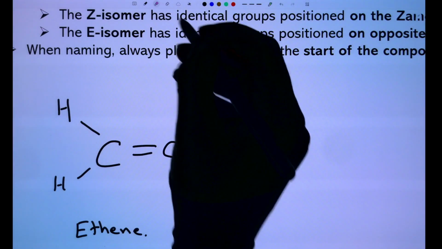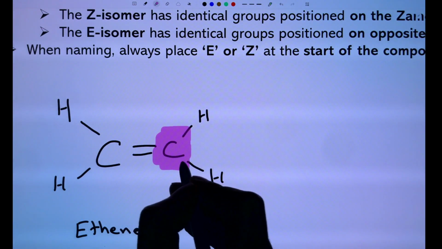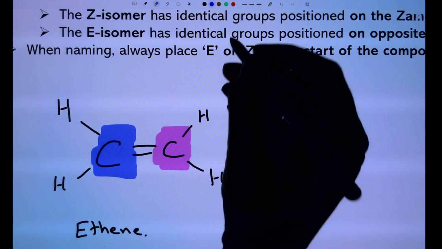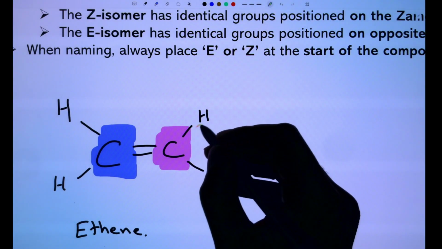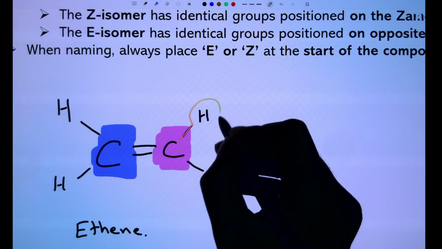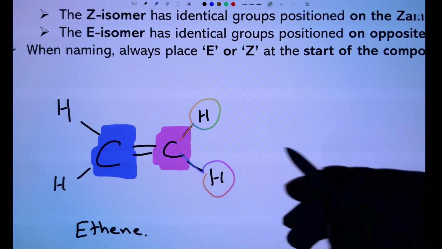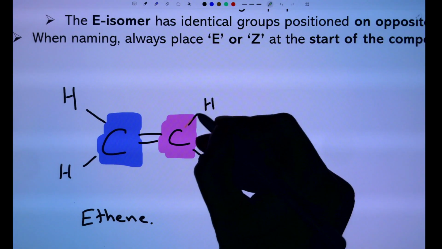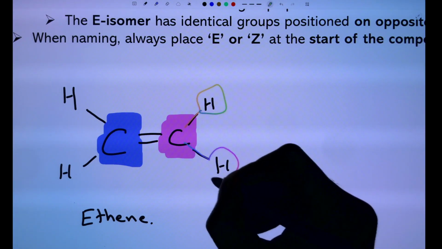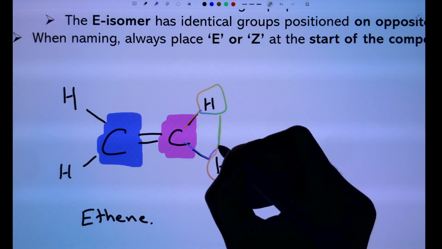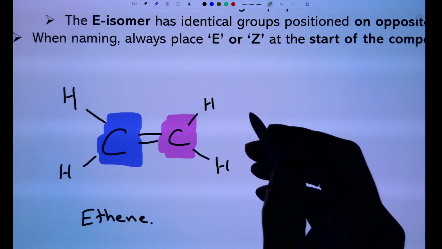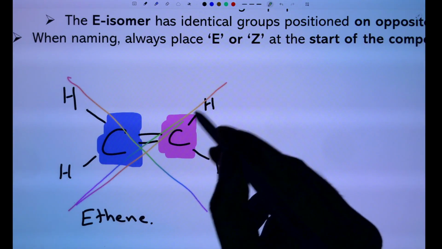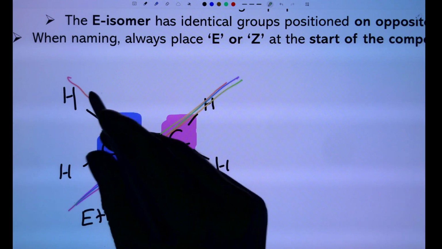What we have to do is take a look at the carbons on the double bond one by one. So the pink carbon, does it have two atoms or groups of atoms that are different? So we've got a hydrogen and a hydrogen. Those are the same. If they are the same, then this molecule does not have EZ isomerism.